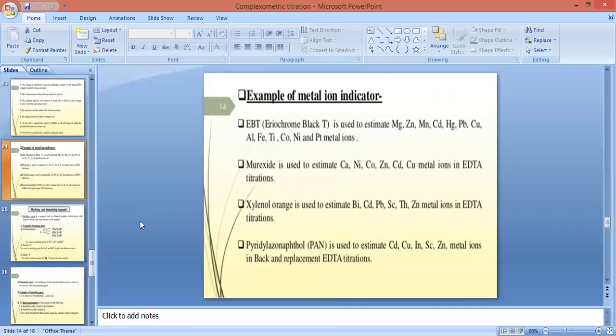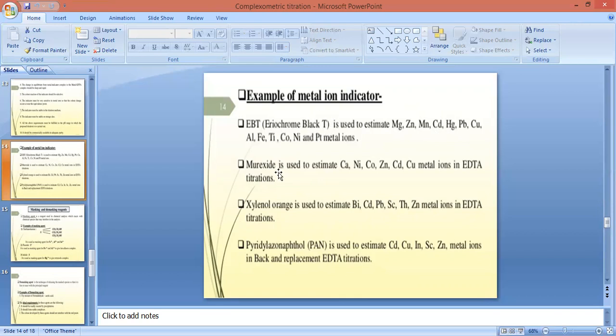Next are examples of indicators used in complexometric titration. The first indicator is Eriochrome Black T, also known as EBT, and it is basically used for determination of metal ions, that is Mg, Zn, Mn, Cd, Hg, Pb, Cu, Al, iron, nickel, cobalt, platinum metal ions, etc. So for the determination of metal ions Mg, Zn, Mn, Cd, Hg, Pb, this EBT indicator is selected.